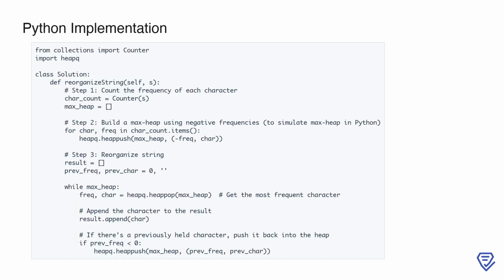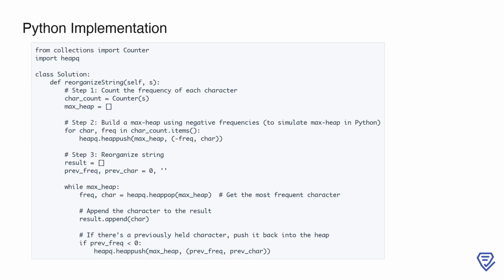To solve the problem of reorganizing a string so that no two adjacent characters are the same, we start by counting the frequency of each character in the string using the Counter class from the collections module. This gives us a count of how many times each character appears. Next, we use a max heap to efficiently access the character with the highest frequency. Since Python only has a min-heap implementation, we simulate a max heap by pushing negative frequencies into the heap using the heapq.heappush method. For every character and its frequency in the char_count dictionary, we insert a tuple consisting of the negative frequency and the character into the heap.